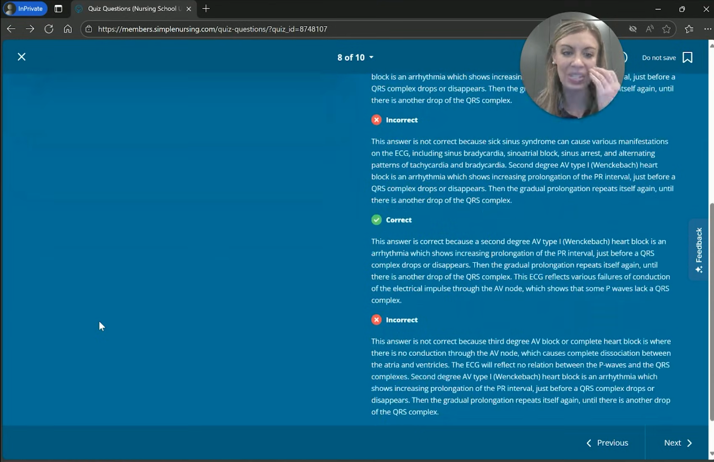Again, because it has the gradual progression of the distance of the PR interval, and then it drops off or disappears. And again, that's going to be that second degree. Not as bad as the complete heart block, but it's getting there.